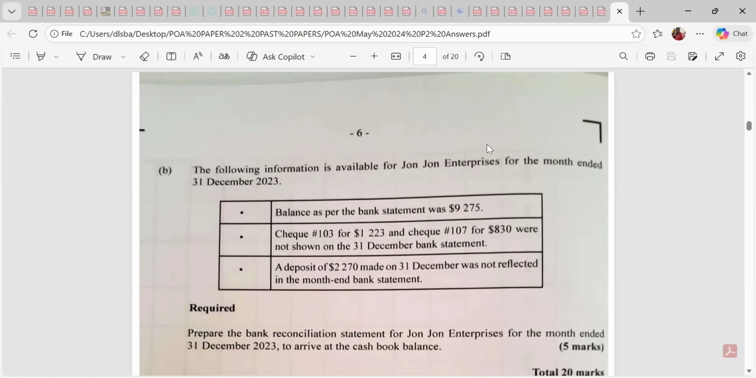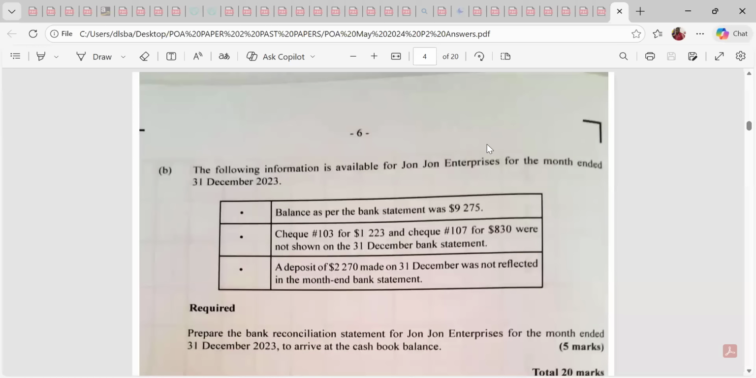9,275. Check number 103 for 1,233 and check 107 for 830 were not shown on the 31st of December, which means they were not presented to the bank. Those would be unpresented checks. And a deposit of 2,270 made on the 31st of December does not reflect the month-end bank statement. That's a late lodgement. A deposit made too late to enter into the bank statement.